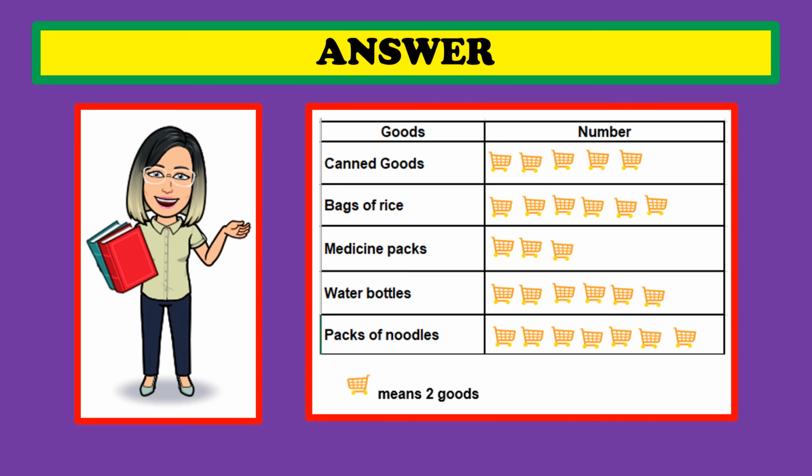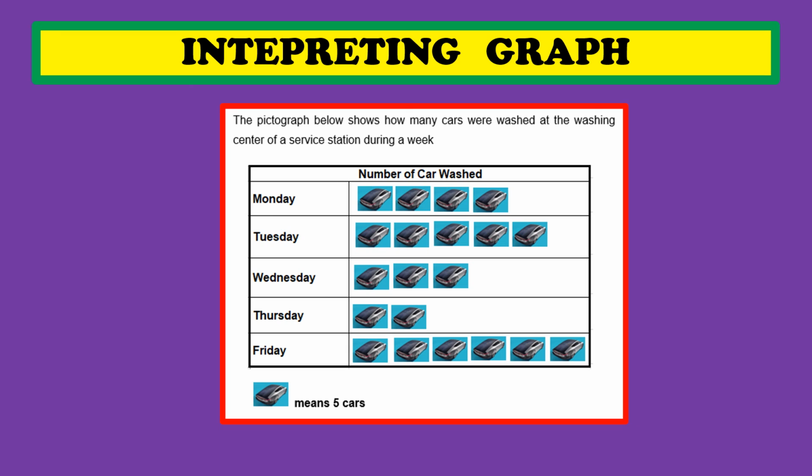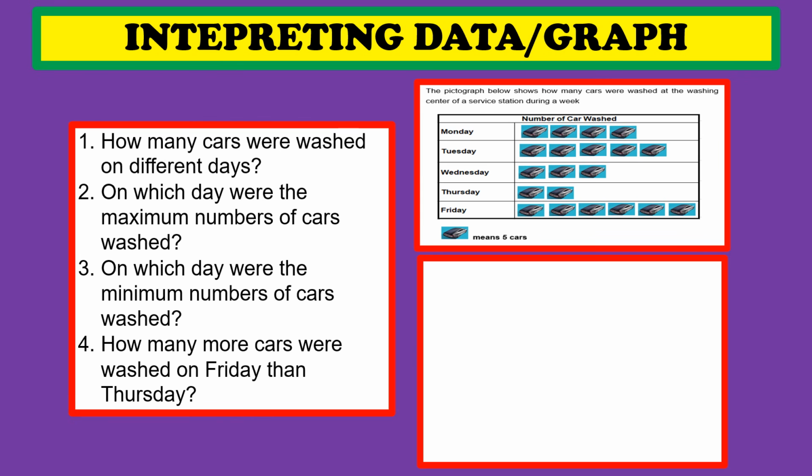For our result, for our pictograph, here is our answer. We have the pictograph. In the pictograph, 1 picture of a car means 5 cars. Interpreting the graph. How many cars were washed on different days? Counting the number of cars, that is 20, and 20 times 5 is 100.